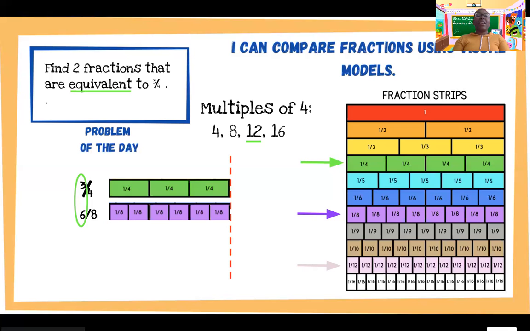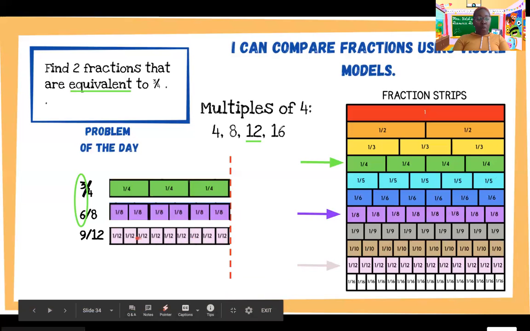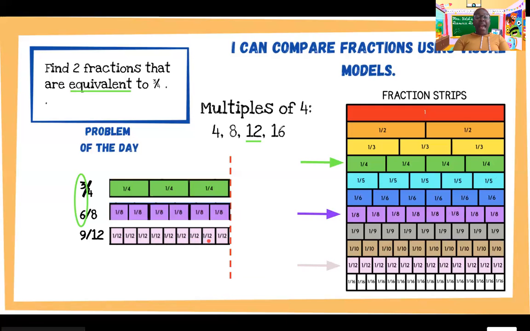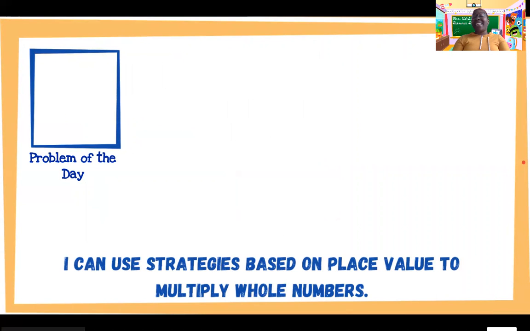3, 6. Did you notice we were counting by 3s? Well, if that's the case, then what's the next numerator? 3, 6, 9. Exactly. So our next fraction should be 9/12. Well, let's pull out 9/12 from our fraction strips and see if it's equivalent. Let's see. 1, 2, 3, 4, 5, 6, 7, 8, 9. 9/12 is the exact same length as 3/4 and 6/8.